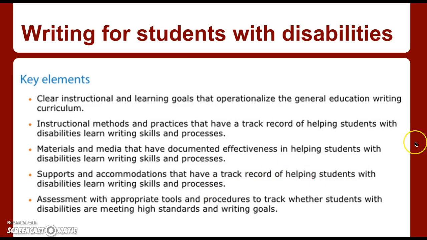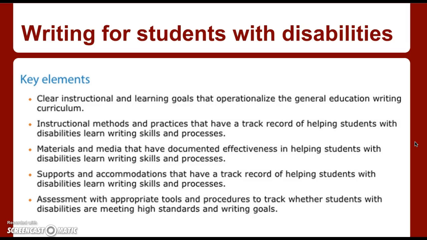Last but not least, I think it's always important for us to address the issue of writing for students with disabilities. There are some key elements that we as general education teachers need to make sure that we are doing that will help our students with disabilities. Sometimes I feel like these students are the ones that get left behind because many of them not only see us, but also see the special education teacher during writing time.